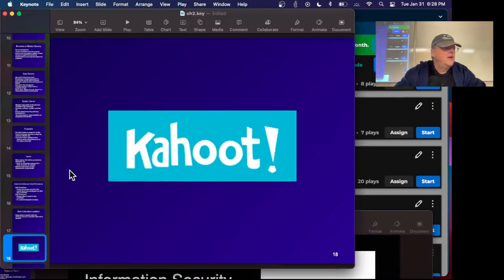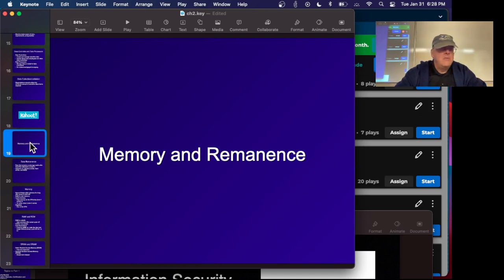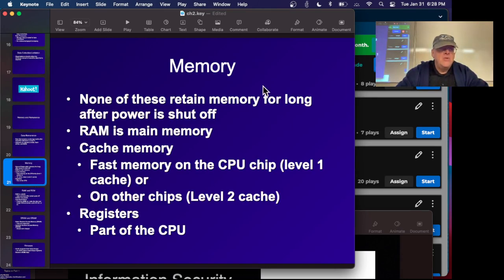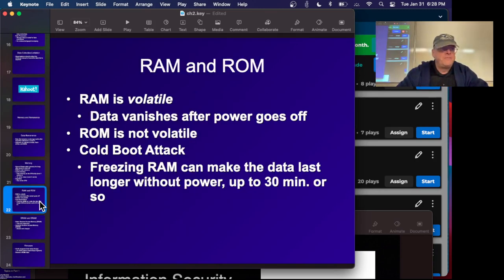Let's go back here and look at some more of these. All right. So memory and remnants. Data remnants is data that remains on a storage medium after you have attempted to erase it. This is a huge problem. Discarded devices often have old data, the most common flaw being magnetic hard drives, but other devices too might have leftover data. Now, most things that you call memory are things that forget quickly when the power goes off, like RAM and the memory on the CPU chip, like the cache, or other chips or the registers on the CPU. All these things normally forget within a few seconds when you turn off the power.